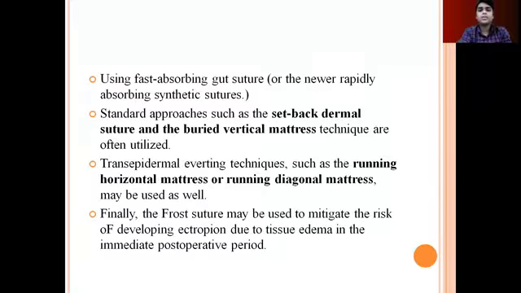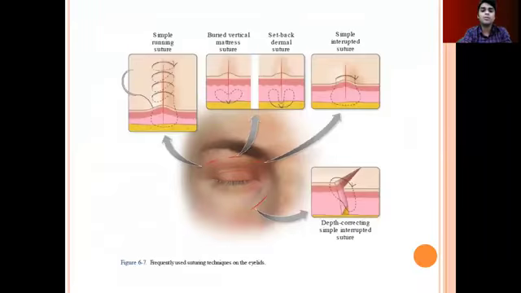Standard approaches include the setback dermal suture and the buried vertical mattress technique. Transepidermal everting techniques, such as the running horizontal mattress or running diagonal mattress, may be used. Finally, we have the frost suture, which may be used to mitigate the risk of developing ectropion due to tissue edema in the immediate postoperative period. Here is an image showing the various types of suturing techniques that we can use in the eyelid region, which include the simple running suture, buried vertical mattress, setback dermal suture, simple interrupted suture, and depth correcting simple interrupted suture.